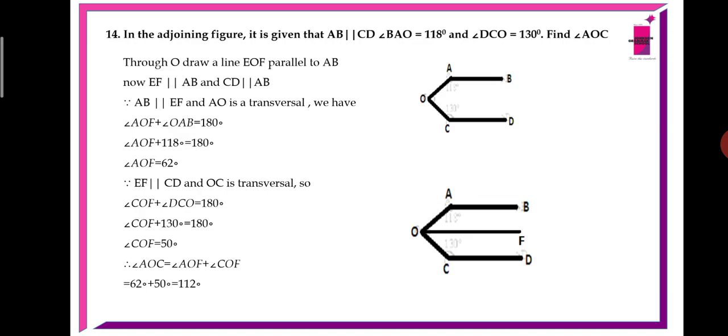In the same way, EF is parallel to CD and OC is a transversal. Here also we have co-interior angles: angle COF and angle DCO are co-interior. So angle COF plus angle DCO equals 180 degrees. We know the value of DCO as 130. Therefore, angle COF equals 180 minus 130, which equals 50 degrees. Now we should find the actual angle AOC. Angle AOC equals the sum of AOF and COF, which is 62 plus 50, which equals 112 degrees. Therefore, AOC equals 112 degrees.